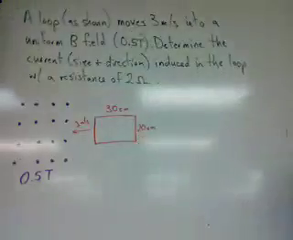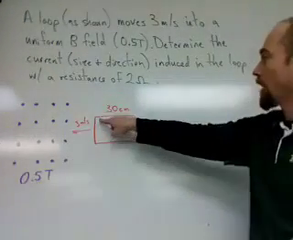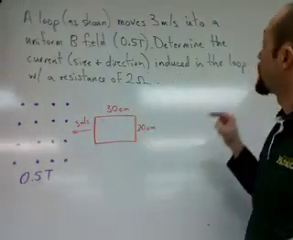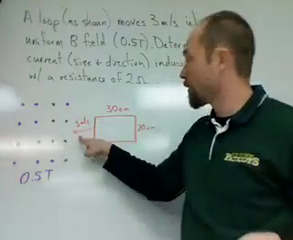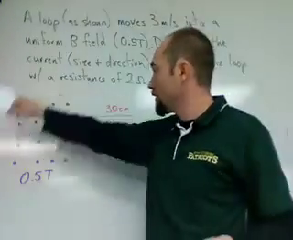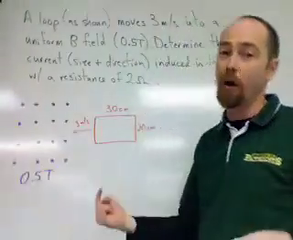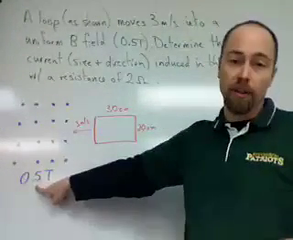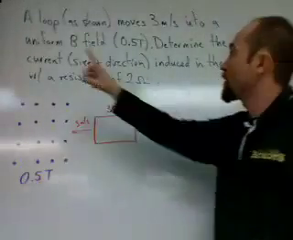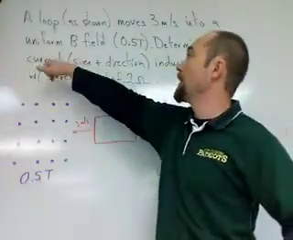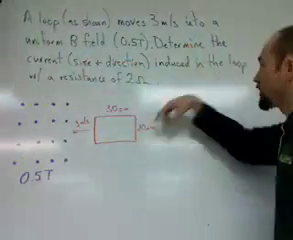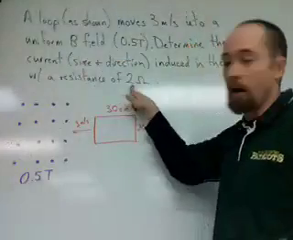It says loop. Here's my loop. It's a square loop, 30 centimeters by 20 centimeters. It's moving this way, 3 meters per second, into a magnetic field. As you can see, the magnetic field is right here, directed out of the board. The magnetic field strength is 0.5 Teslas, and we want to determine the current. So I want to figure out how big the current's going to be and the direction of the current induced in the loop if the loop has a resistance of 2 ohms.